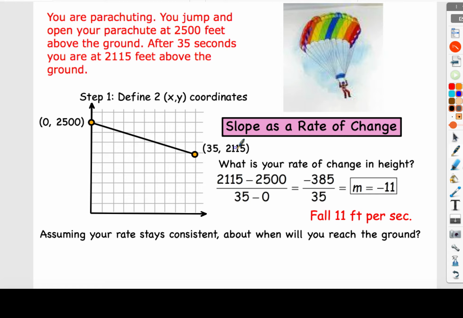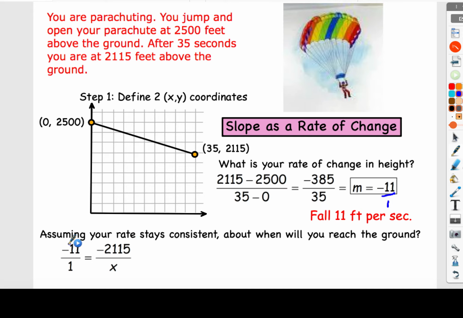Well, we need to go down another 2,115. And this is a perfect time to remember that slope is a ratio. That negative 11 is really negative 11 over 1: negative 11 feet for every 1 second. So we can set ourselves up with a nice proportion. Negative 11 feet to every 1 second, I need to go down another 2,115 feet over the course of how many seconds?